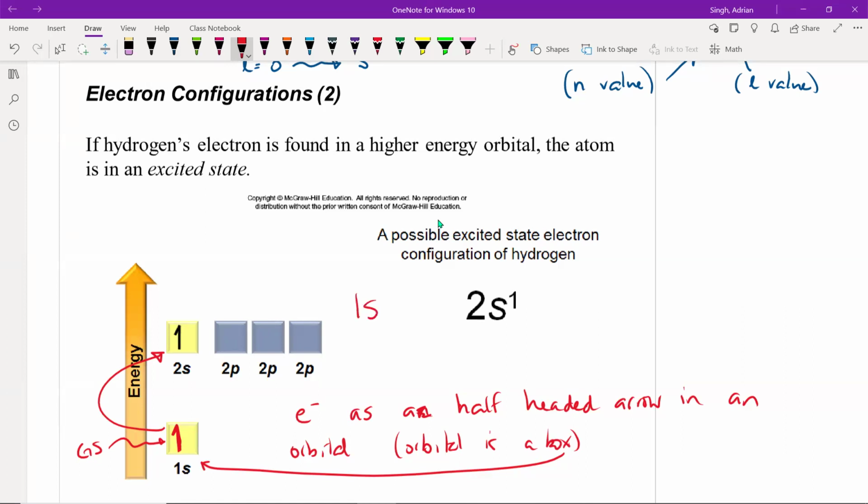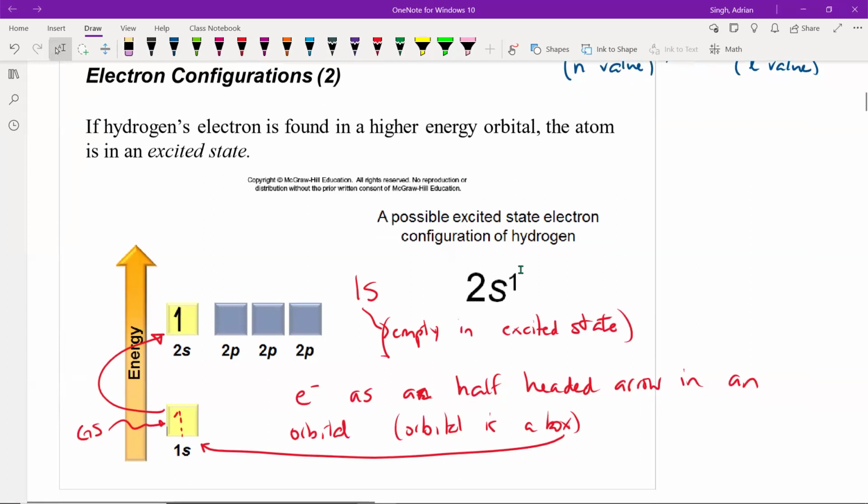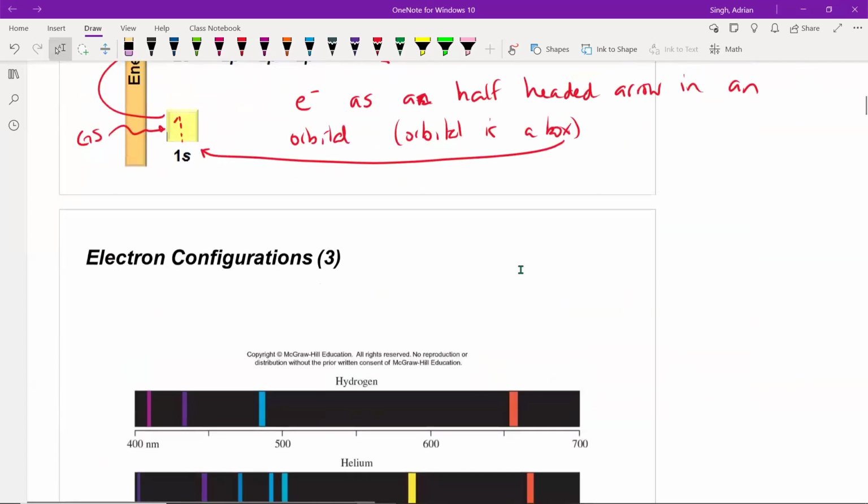So the 1s then would actually be empty in the excited state. Okay, so we wouldn't have this electron here. We can just write it in as a dotted line just to show where it was. As we get excited, as we give it some energy, heat energy, light energy, whatever, it can jump to a higher energy level. So the electron configuration then is going to change. And again, now this is for a single electron system like the hydrogen atom, which is the simplest system that we have.